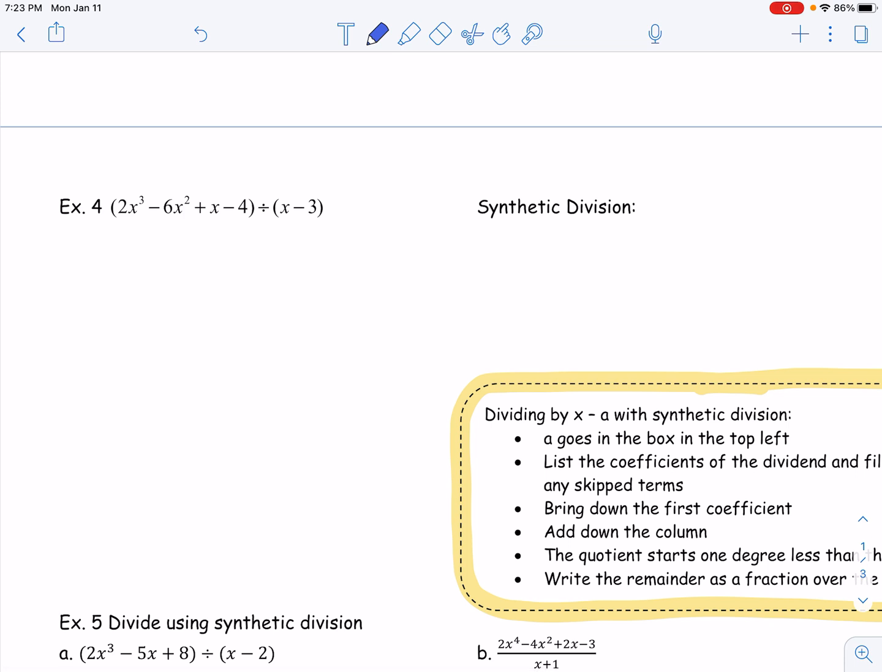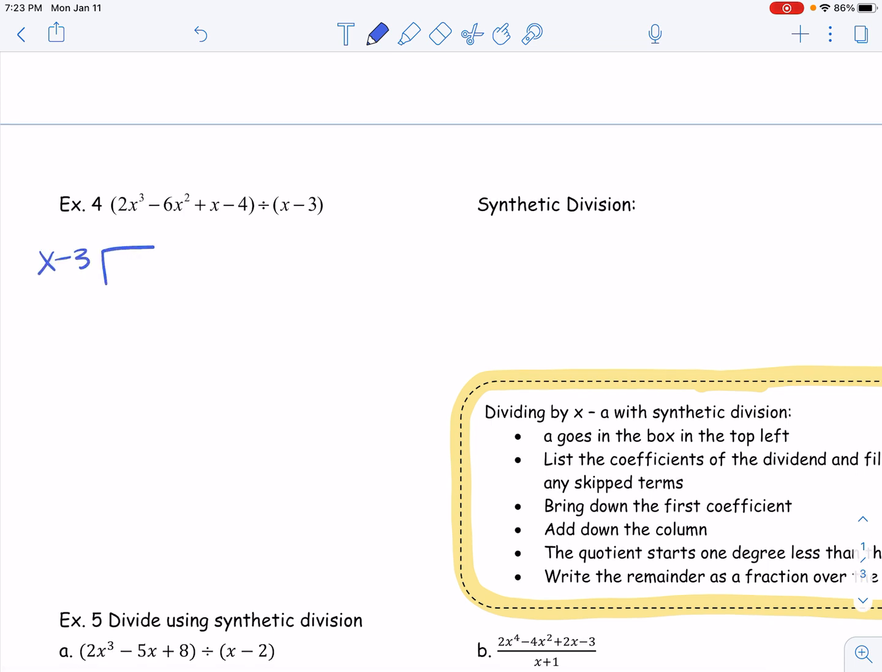So how do we set it up? We have x minus 3 into 2x cubed minus 6x squared plus x minus 4. So here we go. How many times does x go into 2x cubed? Well, 2x squared. 2x squared times x is 2x to the 3rd. 2x squared times negative 3 is a negative 6x squared.